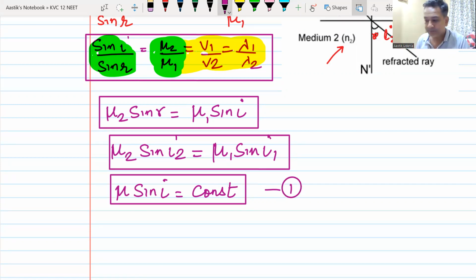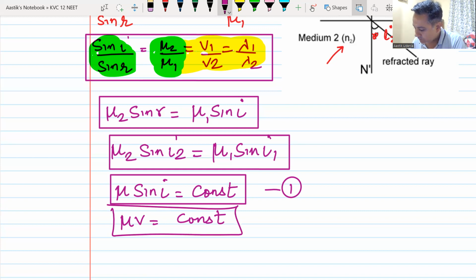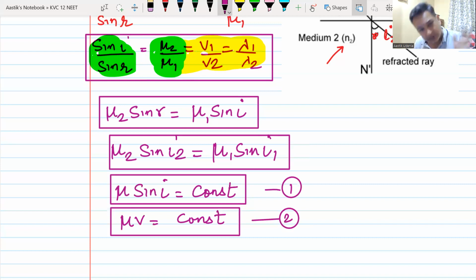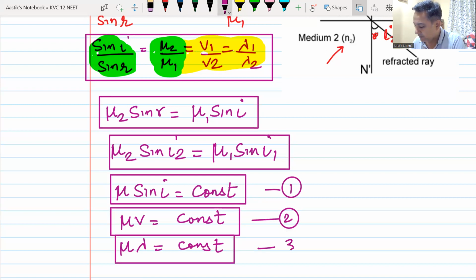Now I have 4 revolutionary equations. Equation number 1, Snell's law. Equation number 2, this is also a kind of Snell's law, saying the same thing. Can you tell me the third one? That is also Snell's law: mu multiplied by lambda is equal to constant. Well done, my dear friends. All these are Snell's laws, just said in different ways.